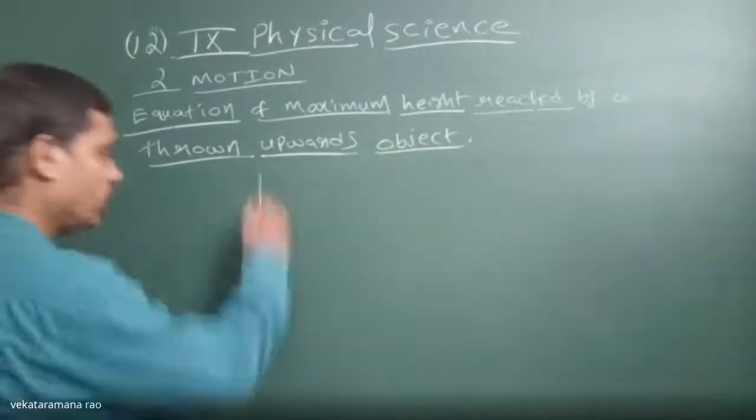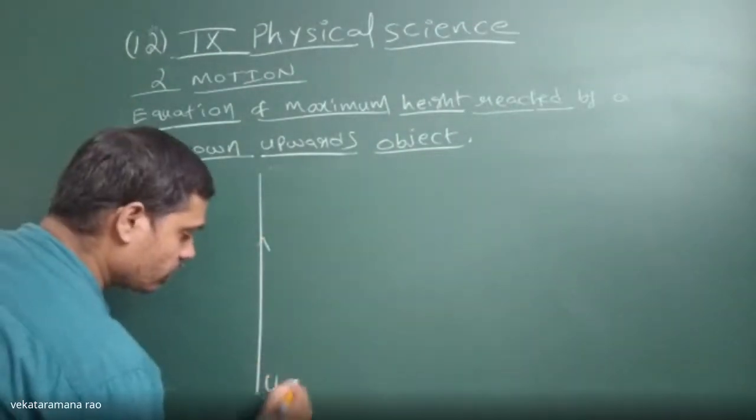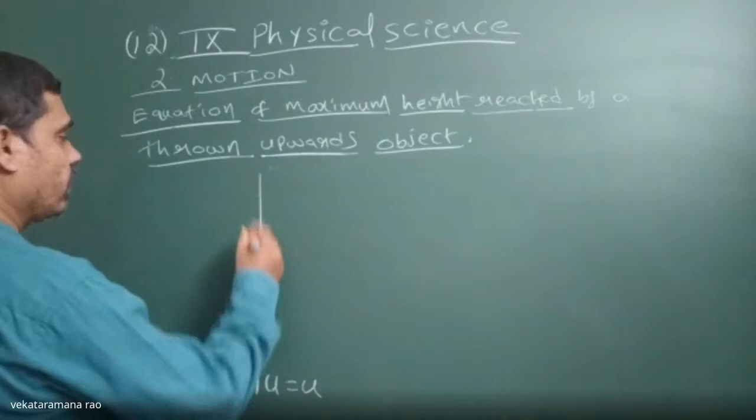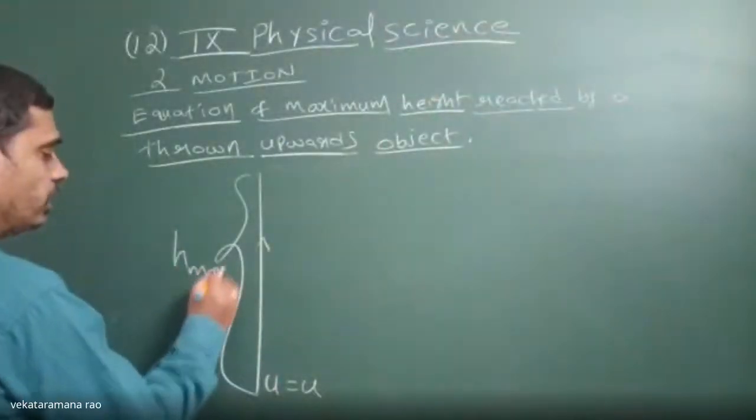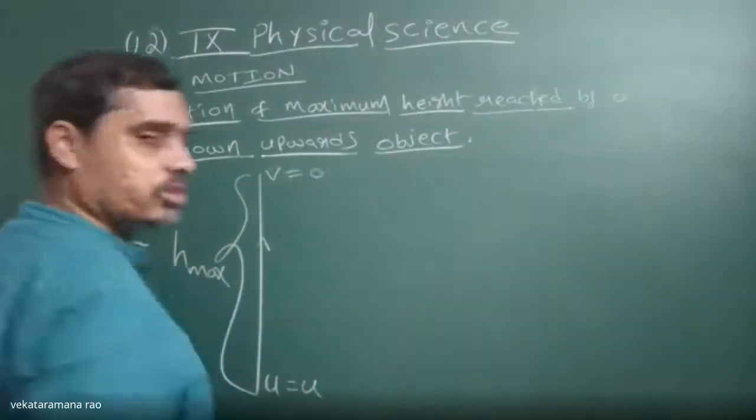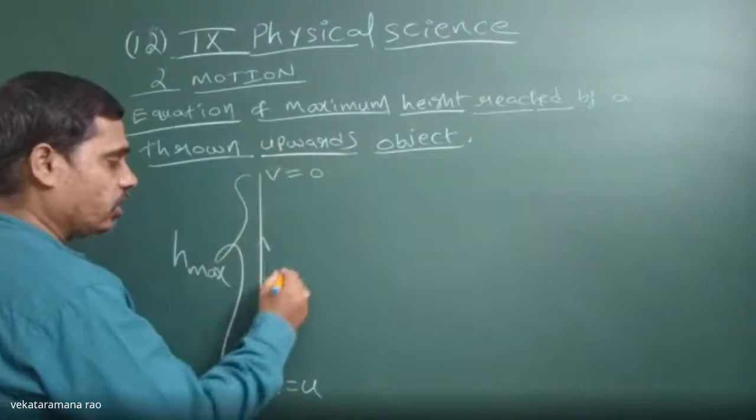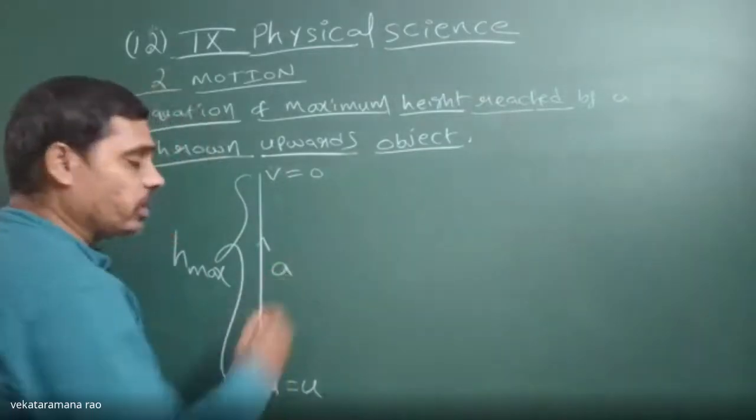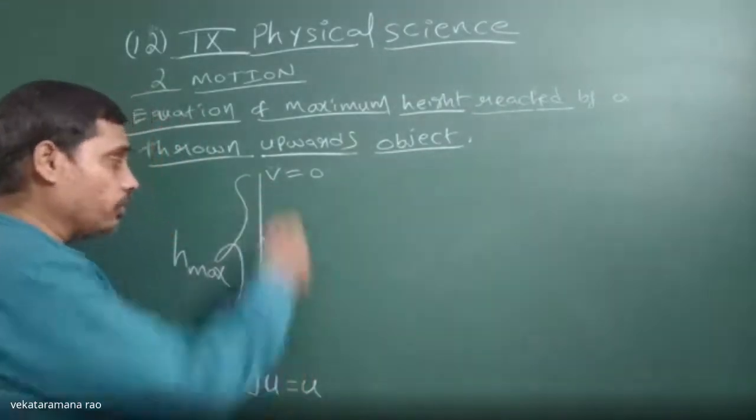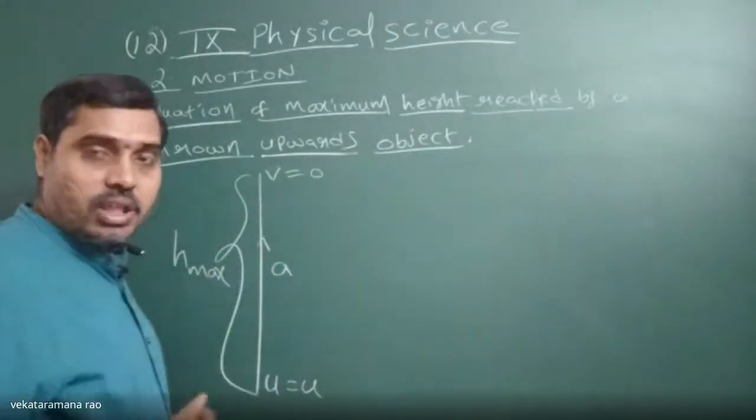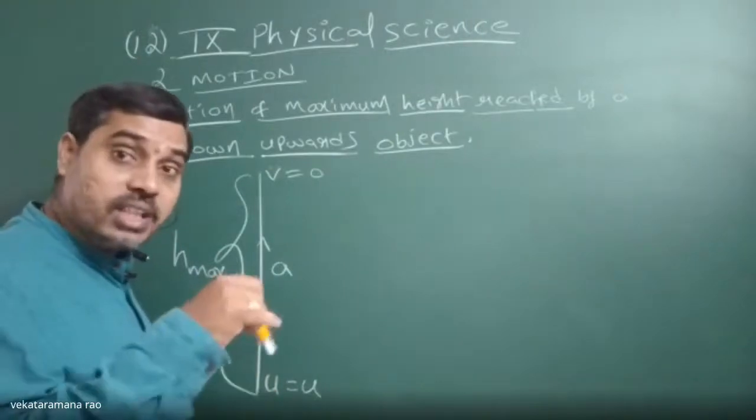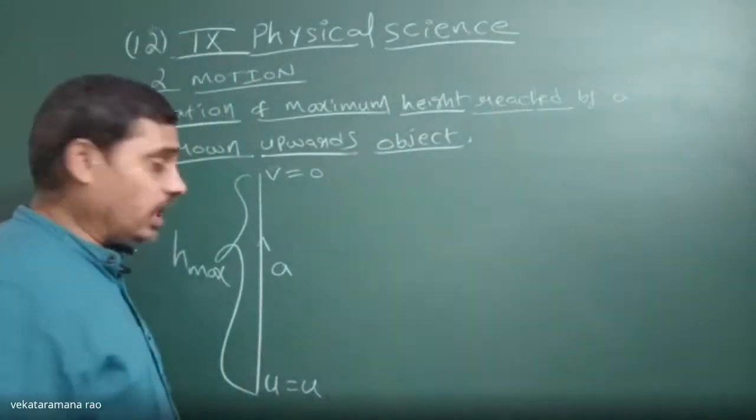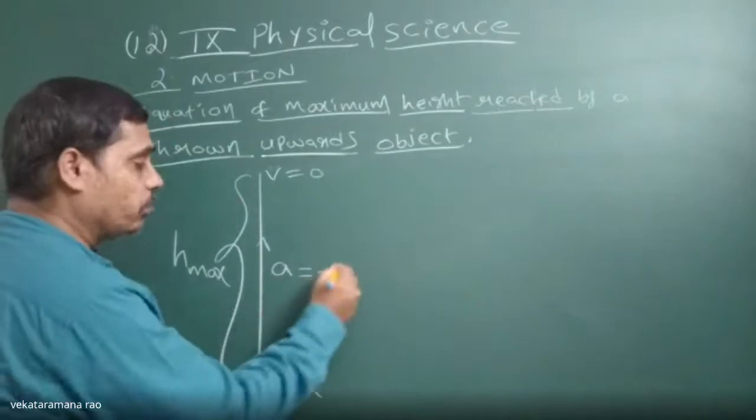Suppose this is the object thrown upwards. Initially it has a certain initial velocity, and when it reaches a certain maximum height, H max, its final velocity becomes zero. As it is moving against gravity, its velocity gradually decreases, so the body acquires retardation or deceleration due to the Earth's gravity. That's why we call it acceleration due to gravity. So a is minus g.